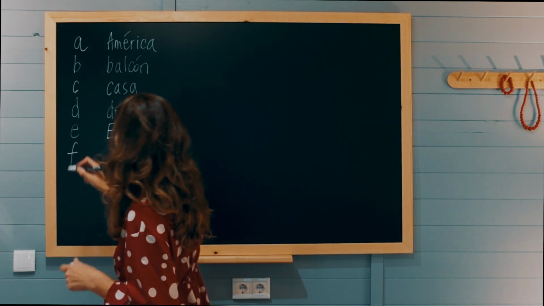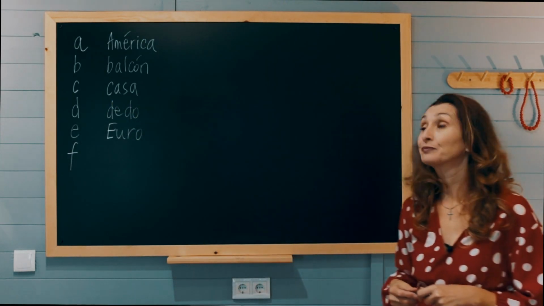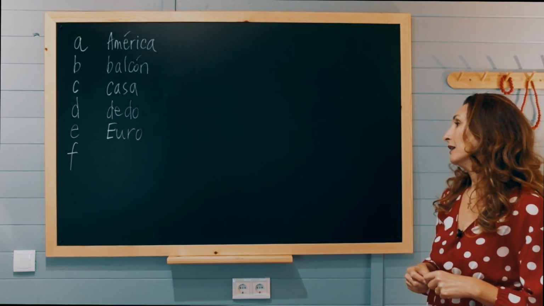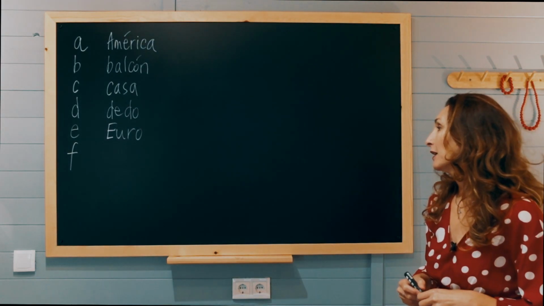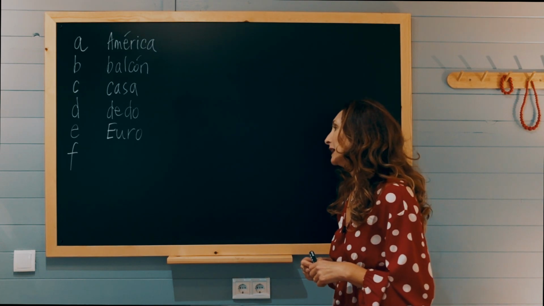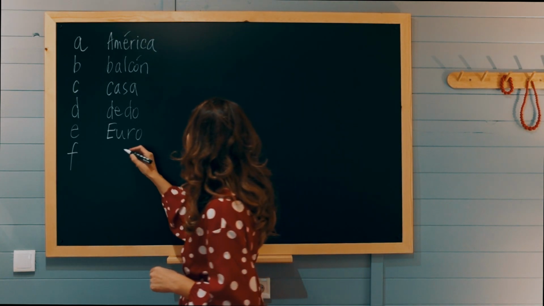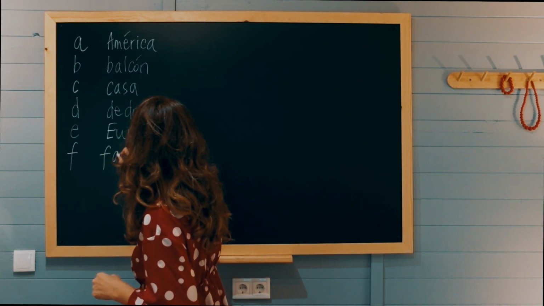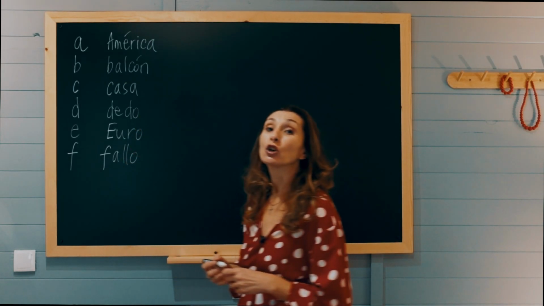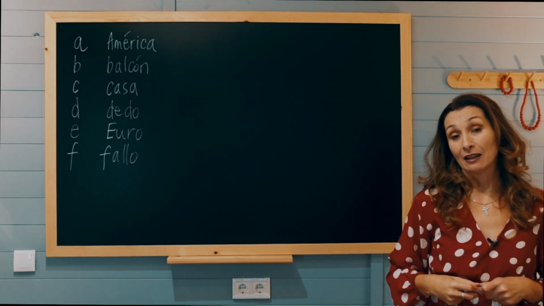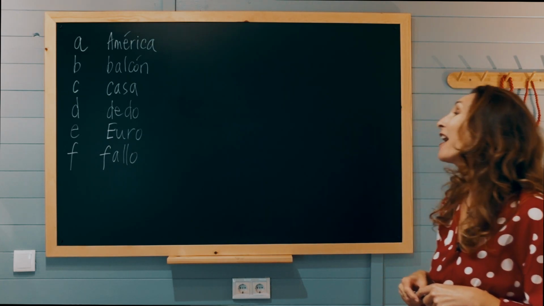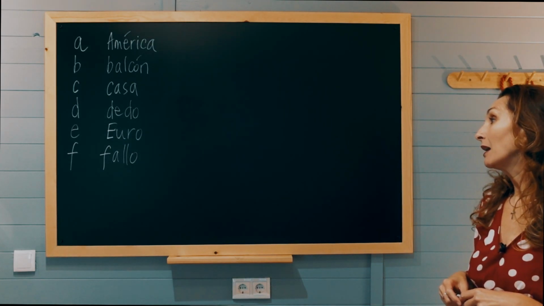F is f, okay? F is fallo. Fallo is a mistake or an error, okay? Fallo. F.